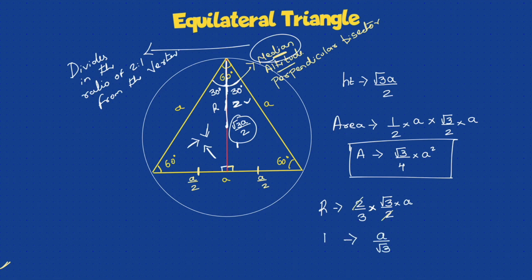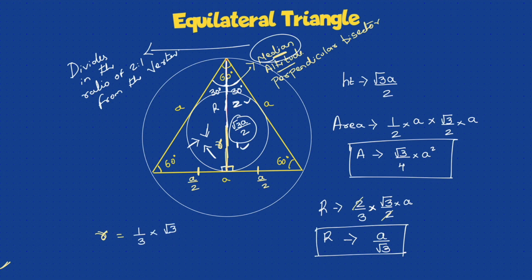So what can I say? This is nothing but 2/3 of the height. 2/3 of height, which is root 3 by 2 into A, so the circumradius comes out to be A by root 3. Remember that. Similarly, I'll draw an inradius. Inradius means I'll draw an incircle inside the equilateral triangle. This is nothing but 1/3 of the height. Height is square root of 3 by 2 into A, and 1/3 of that will be nothing but A by 2 root 3.